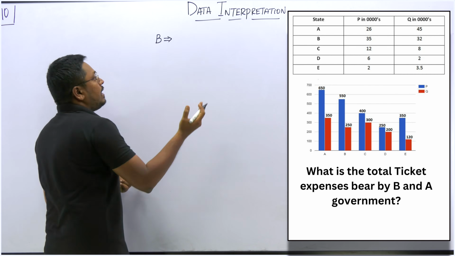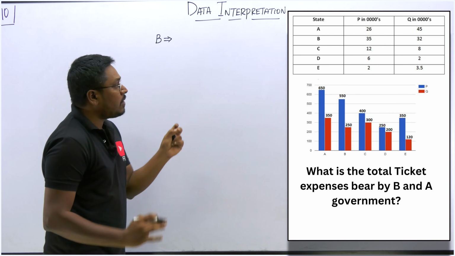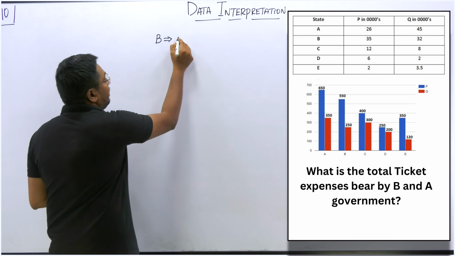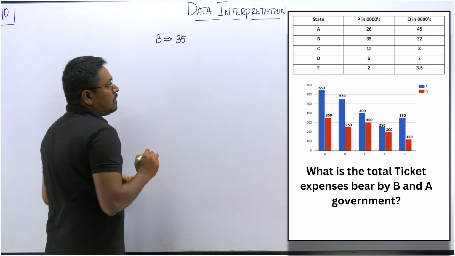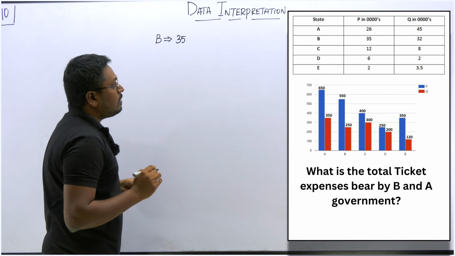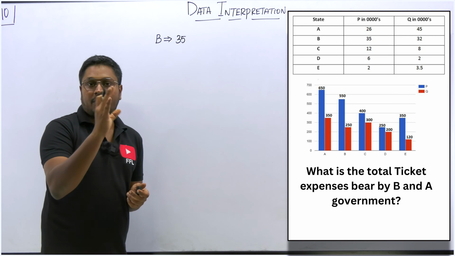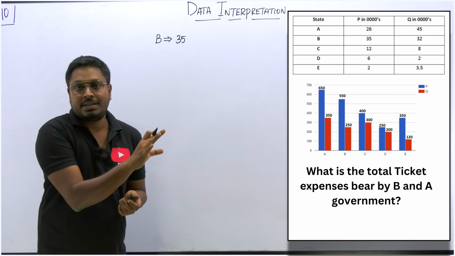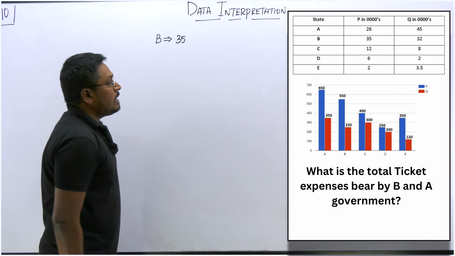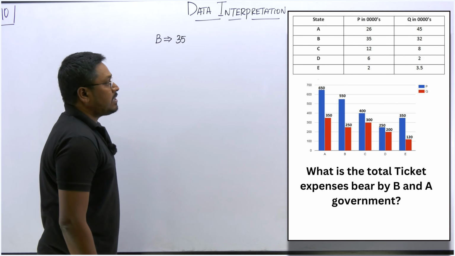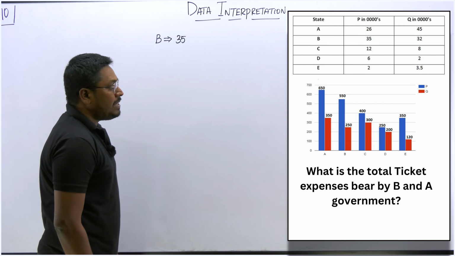So first, let me take the B government. How many laborers are coming here, according to the table chart? So 35, right? So 35. Okay, first let me find B first, and then we can go with A. So 35, and the ticket expense for state B is how much?